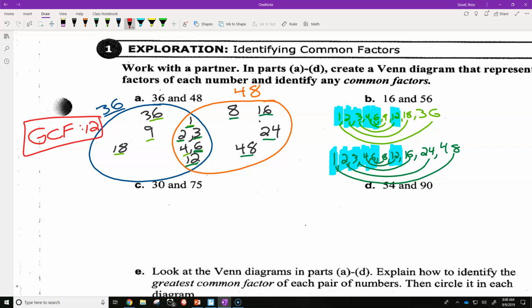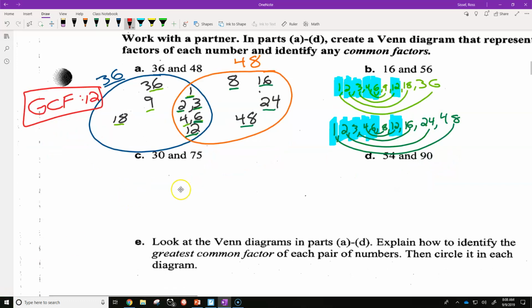Alright, we are not going to do anything else with Venn diagrams. I don't think they're the easiest. Visually, I think we can see it pretty simply: 9, 18, 36 are factors of only 36, while 8, 16, 24, 48 are only factors of 48. But 1, 2, 3, 4, 6, 12 go into both. Visually, Venn diagrams are awesome, but setting one up is really kind of confusing. So let's stop there, and you can put that away.